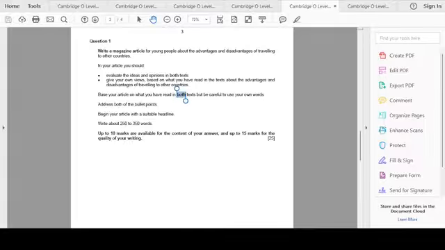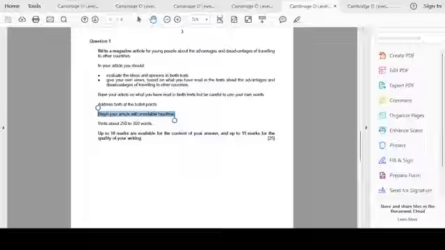Base your article on both texts. You can see that's given in bold, so they expect points from both texts. Be careful to use your own words. Again, rephrasing is important. Begin your article with a suitable headline. So that is an instruction, right? So they expect you to give a headline.